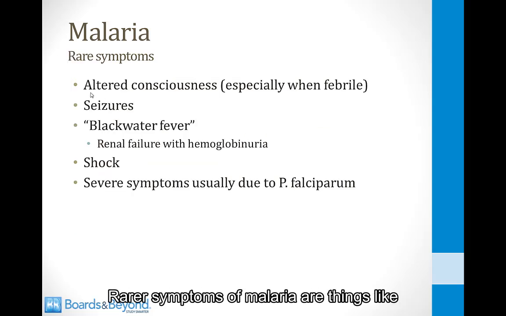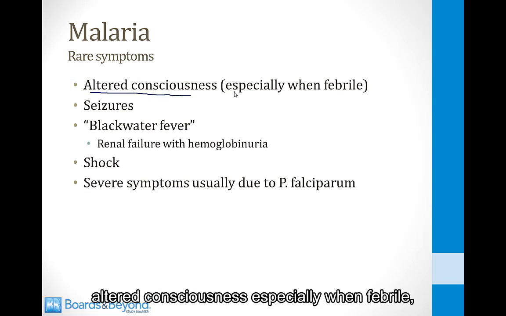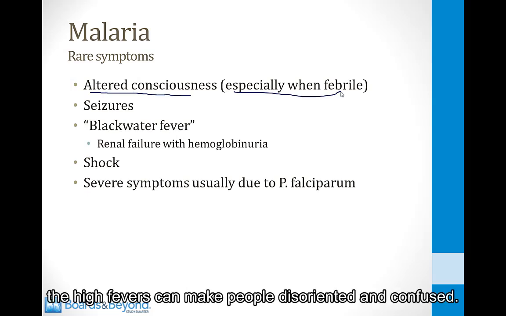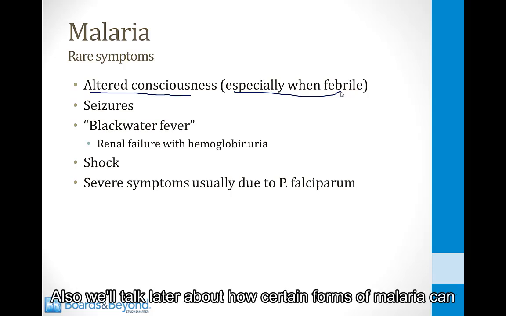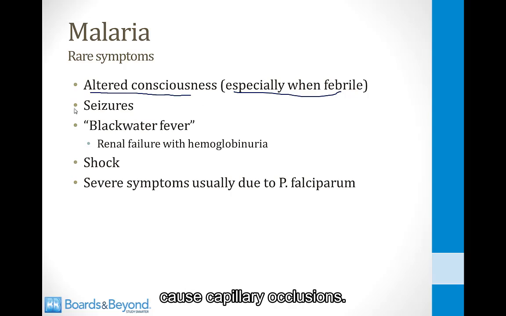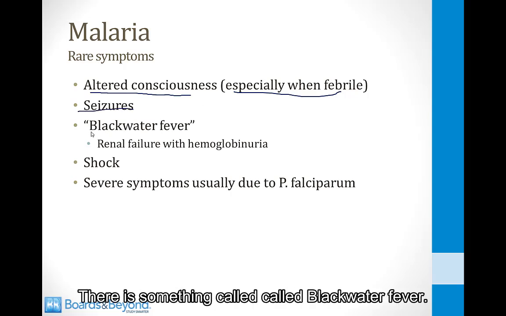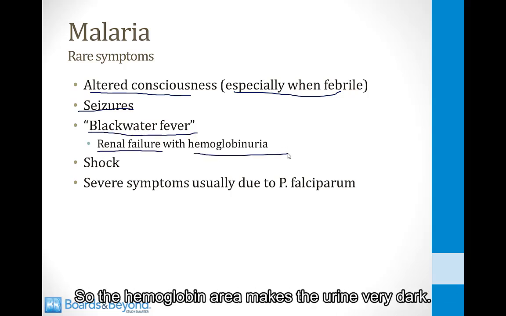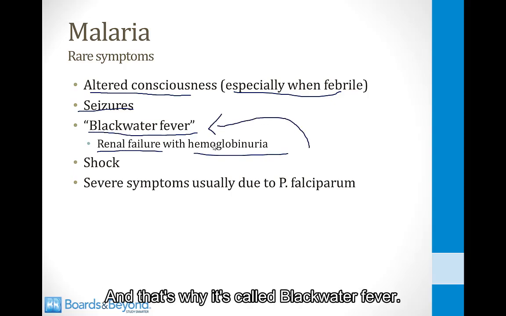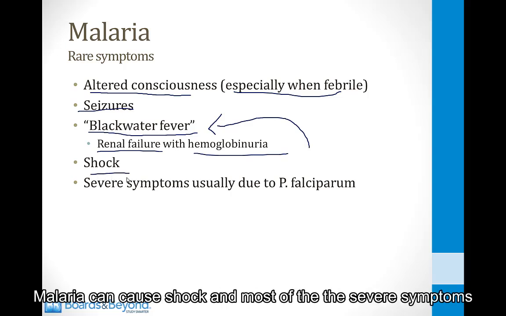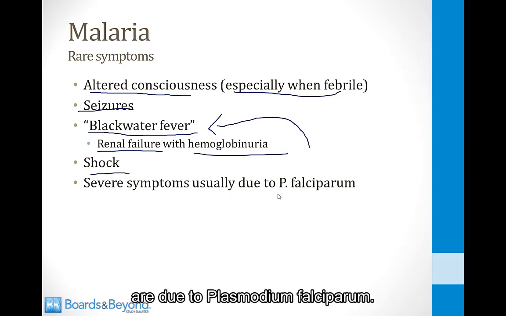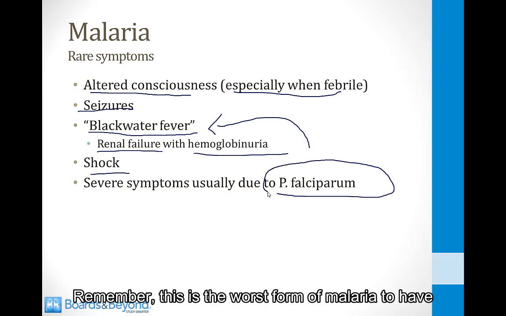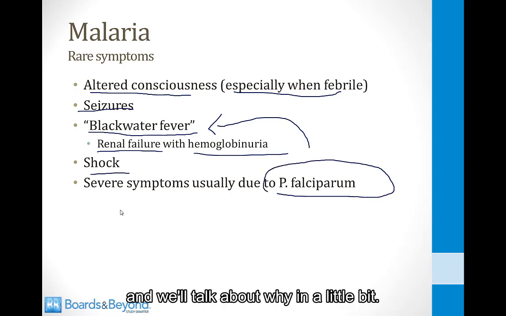Rarer symptoms of malaria are things like altered consciousness, especially when febrile. The high fevers can make people disoriented and confused. Also, we'll talk later about how certain forms of malaria can cause capillary occlusions. You can see seizures. There's something called black water fever. This is patients who have renal failure with hemoglobinuria, so the hemoglobinuria makes the urine very dark, and that's why it's called black water fever. Malaria can cause shock, and most of the severe symptoms are due to Plasmodium falciparum. Remember, this is the worst form of malaria to have, and we'll talk about why in a little bit.